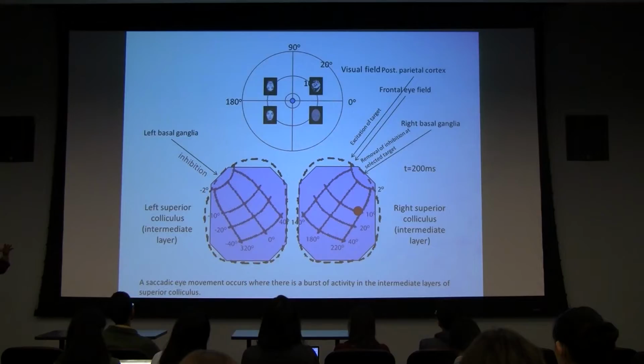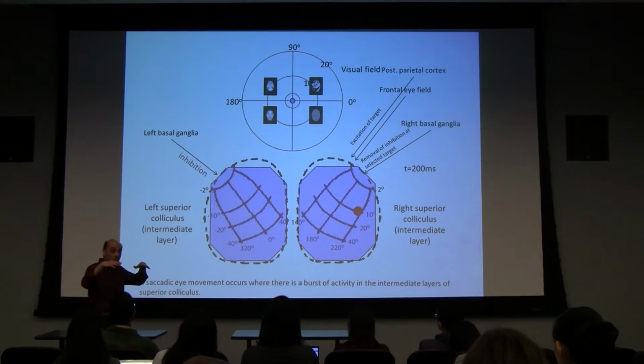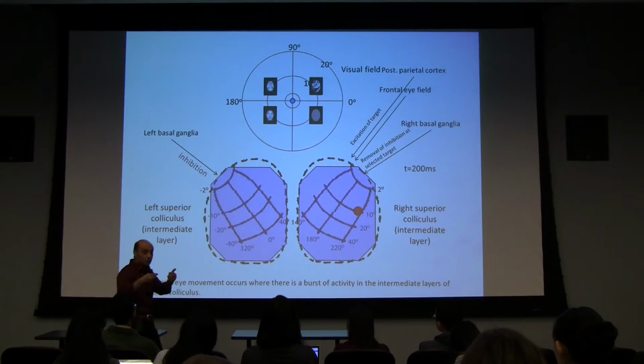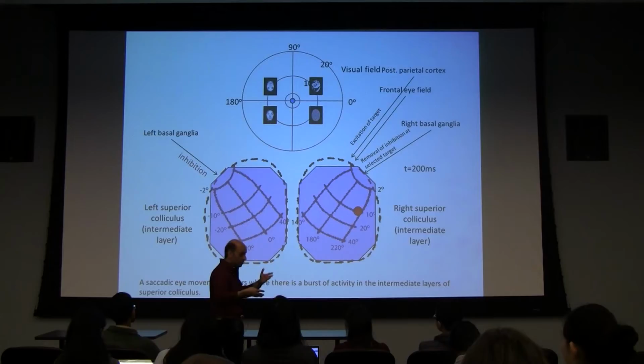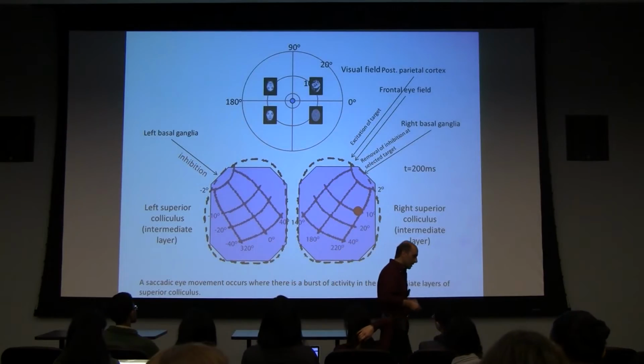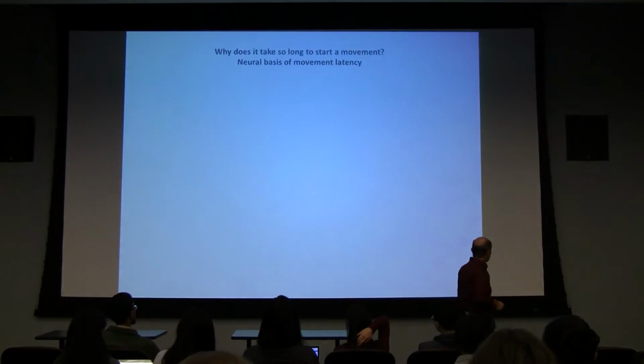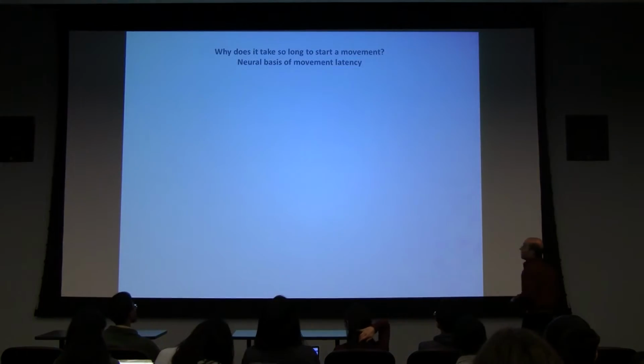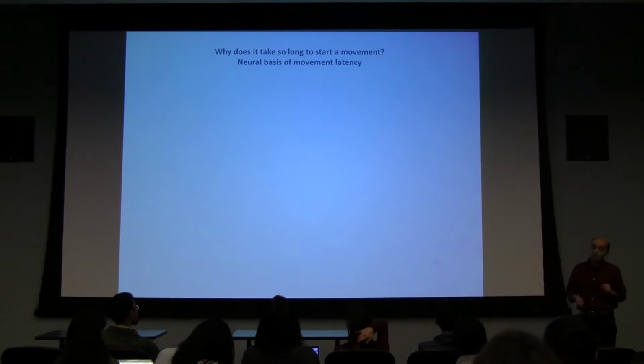So in the superficial layer, you just have a visual space representation. In the deep layers, it's also a visual space, but it's saying, where am I going to make a movement to? So you get this action associated with activity there. And when that activity takes place, the eyes make a saccade to that location. The fovea moves. So that's the anatomy of the colliculus.